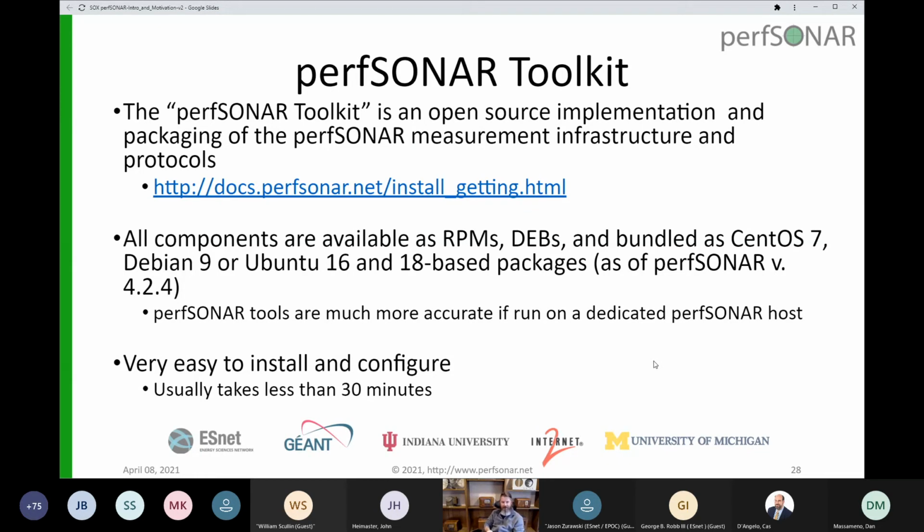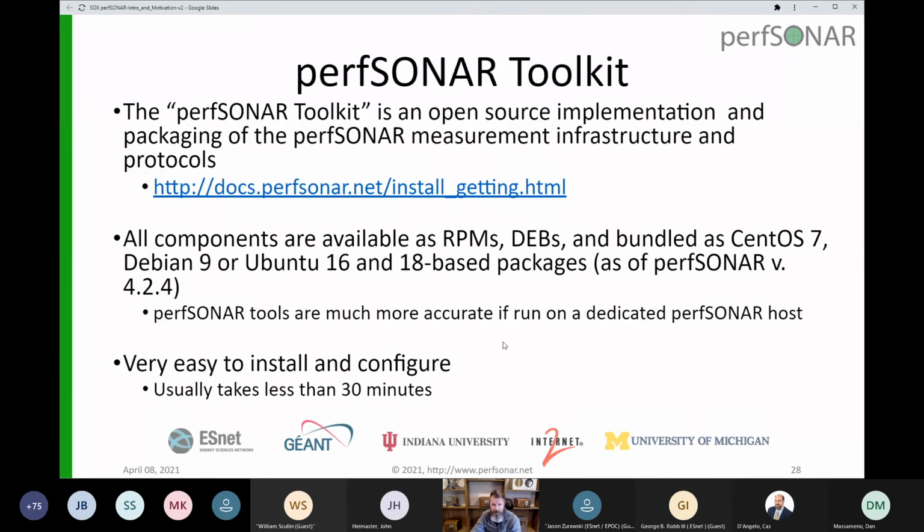The real magic, again, that's under the hood that makes this all work is that pScheduler piece that allows you to run tests against the different hosts at any point you need to. It's super easy to install and configure. Usually takes less than 30 minutes. In my experience, it takes less than 15, and that's even on pretty modest hardware.